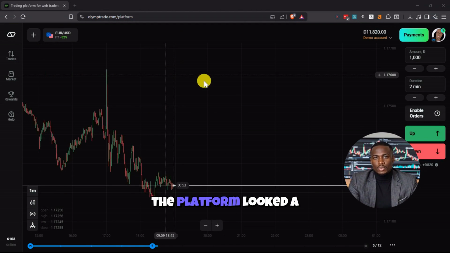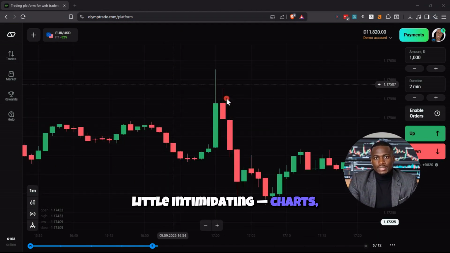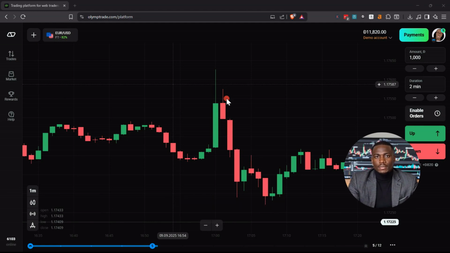At first, the platform looked a little intimidating, charts, assets, indicators everywhere, but I slowed down and explored. On the left, I saw all the assets, from currencies to stocks and even crypto. In the center was the live chart, and at the bottom, the amount and time settings for each trade. Once I clicked around for a while, it started to feel familiar, like any other tool you just need a bit of time to get used to.